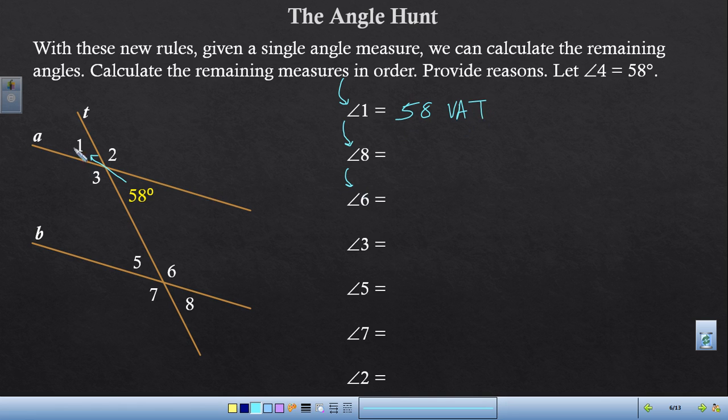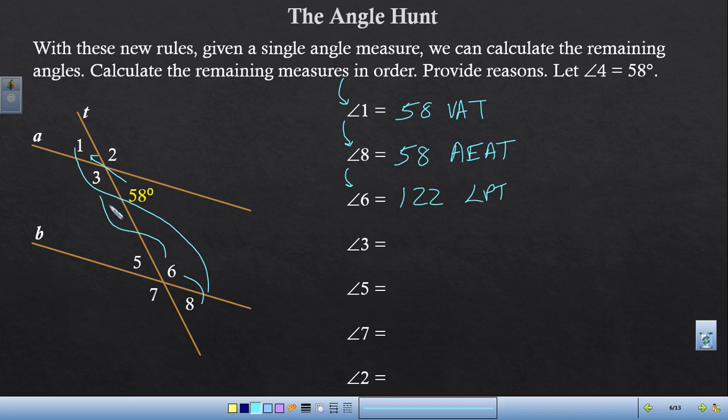And then we're going to go angle 1 to angle 8. 1 to 8 is alternate exterior, so this is also 58, AEAT. Then we go 8 to 6, that's a linear pair, so this is 122, 180 minus 58, linear pair theorem. And then we're going to go 6 to 3, that's an alternate interior connection, so 3 is 122, AIAT.